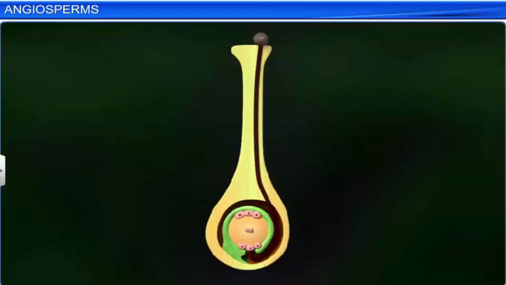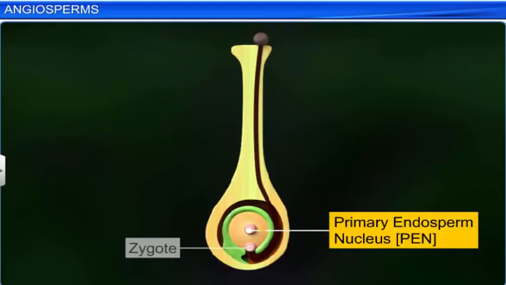Here, the pollen grain germinates and produces a pollen tube. This tube penetrates the tissues of the stigma and style to enter the embryo sac inside the ovule. It discharges two male gametes inside the embryo sac. While one gamete fuses with the egg cell to produce a zygote, the other gamete fuses with the diploid secondary nucleus to produce the triploid primary endosperm nucleus.